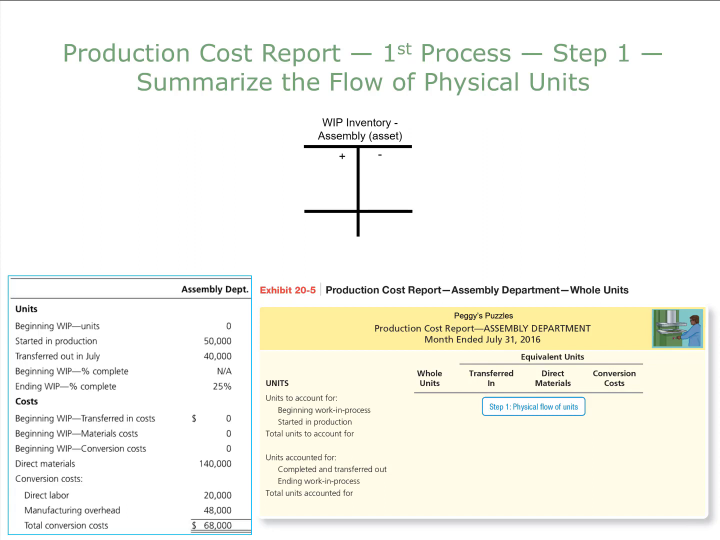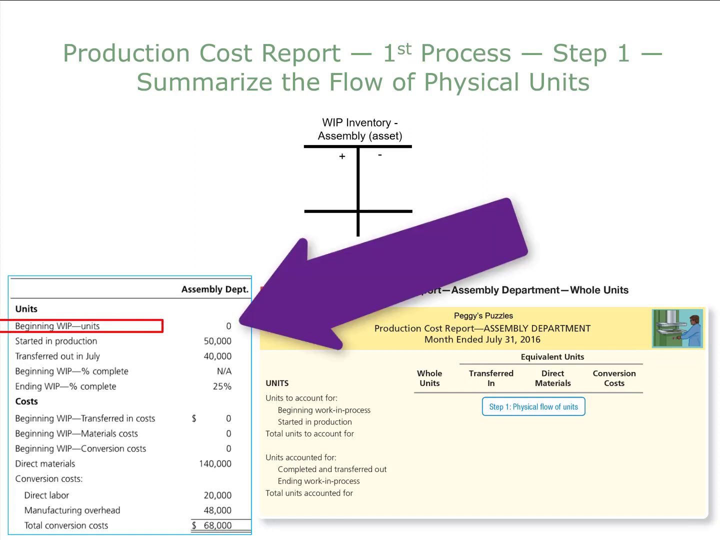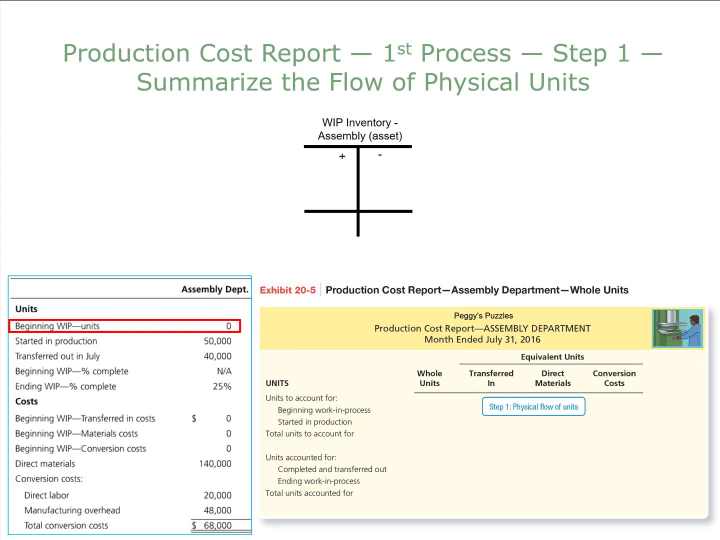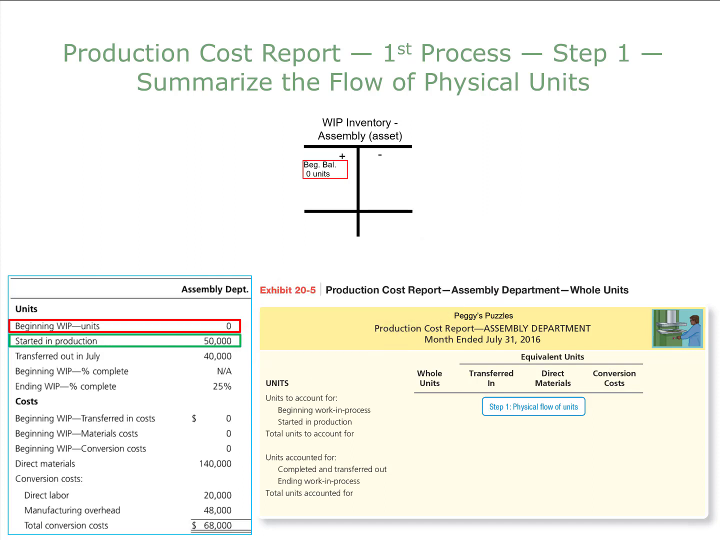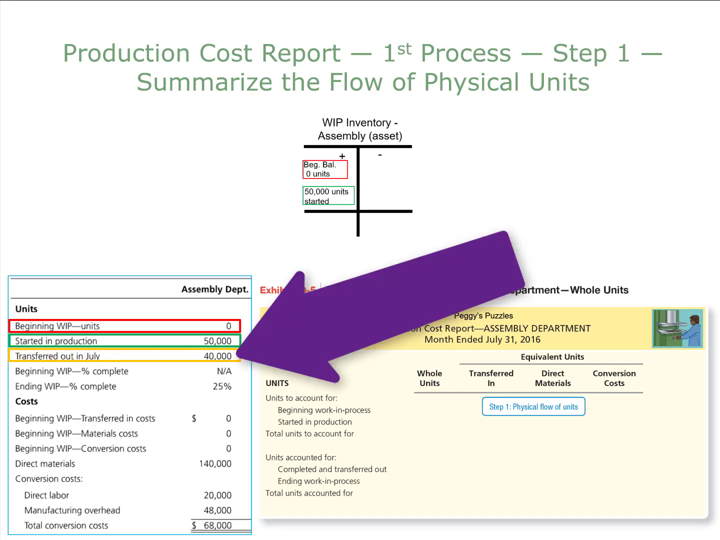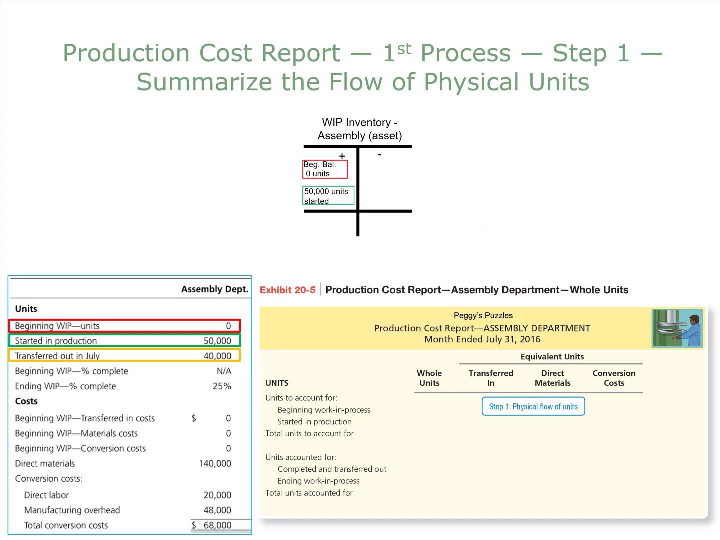Looking at our data, notice we don't have any units whatsoever in the beginning work in process at the beginning of July. So in our T account, we place the beginning units here. The assembly department did start 50,000 puzzles throughout the month. So in our T account, we place the started units here. And throughout the month, 40,000 puzzles were completed and transferred to the next process, which was the cutting department. In our T account, we place the completed and transferred units here.